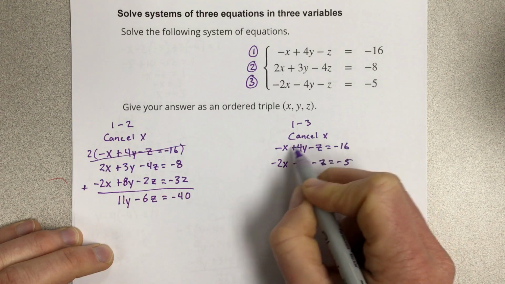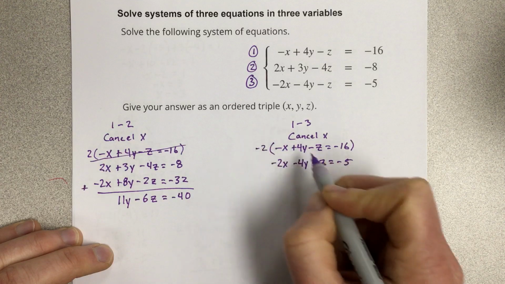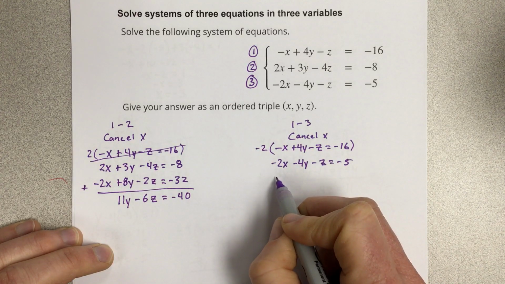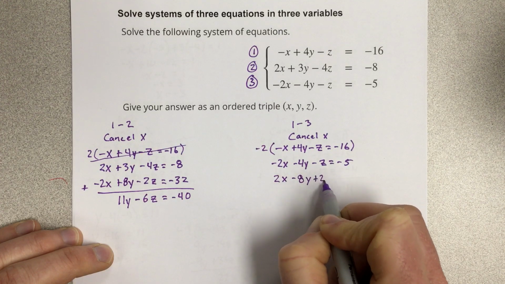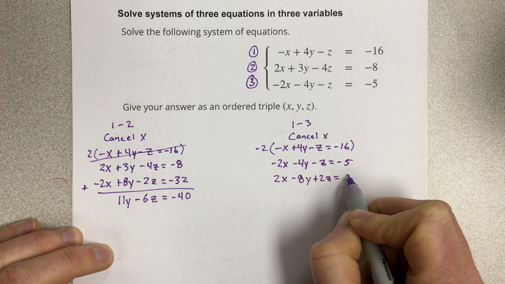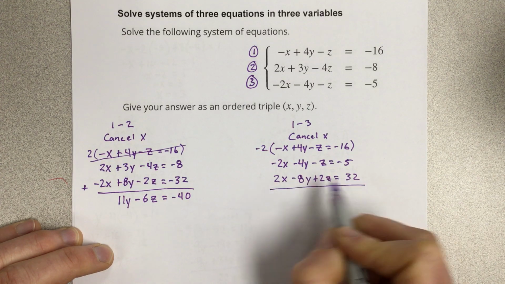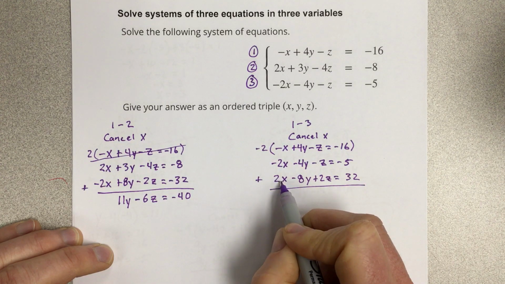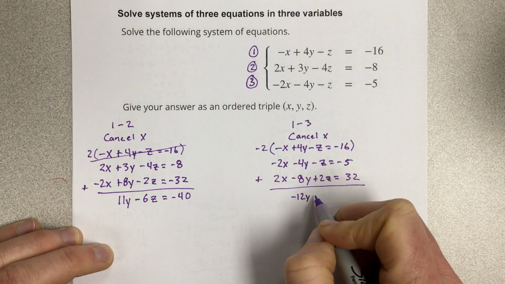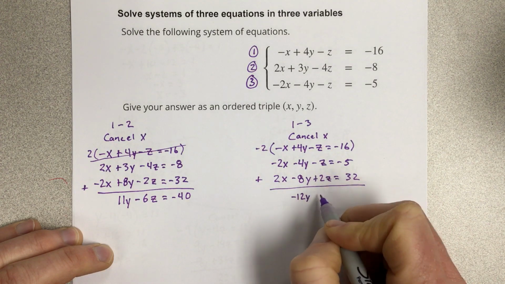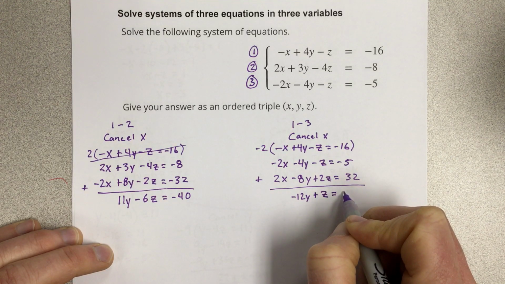We're going to cancel the x's on this one. I'm going to multiply the top by negative 2 to get them opposite signed. That would be 2x minus 8y plus 2z equals 32. And then I'm going to add them together. That's 0, that's negative 12y, and that would be negative z plus 2z, that's just 1z, and then that's 27.